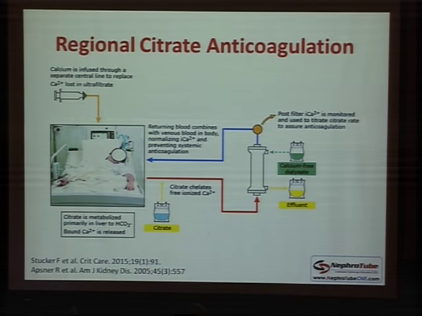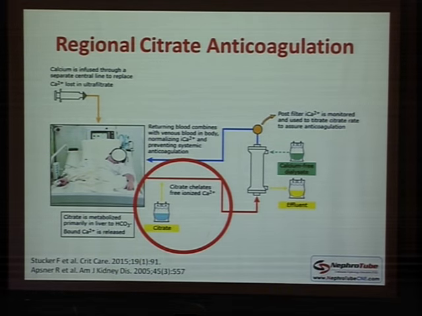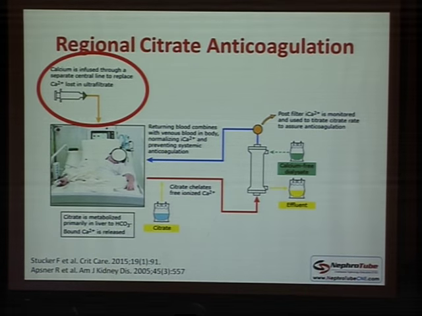This is our patient. When the blood comes out from the patient, we introduce citrate. Citrate chelates free ionized calcium, so the clotting mechanism will not work. It is important to note that these patients will have hypocalcemia, so I have to replace calcium for the patient to compensate for the calcium chelated with citrate.